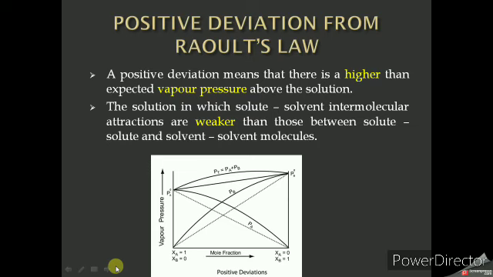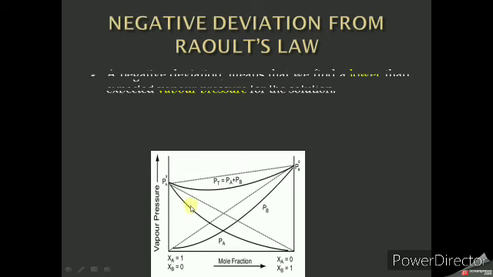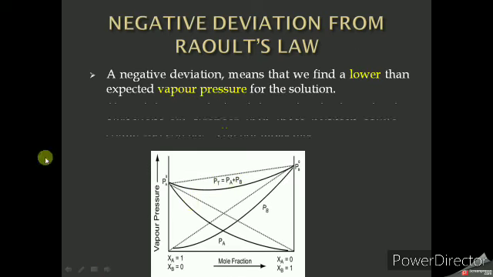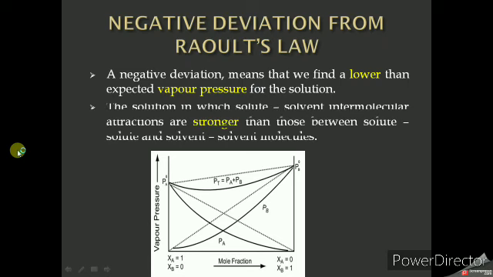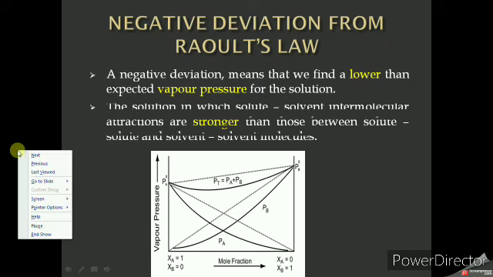And what is negative? These lines are below the ideal lines, and negative deviation means that we find lower values than the expected vapor pressure for the solution. Okay, and it is the solution in which solute-solvent intermolecular attractions are stronger than those between solute-solute and solvent-solvent molecules.